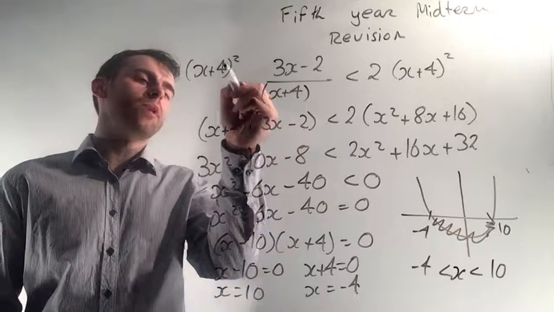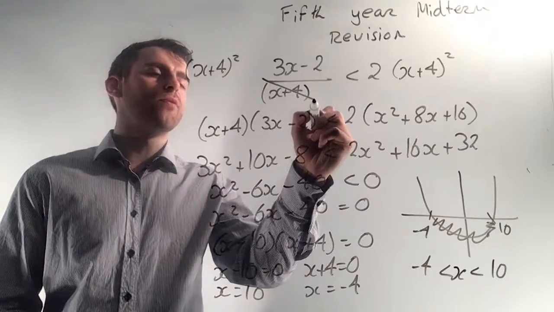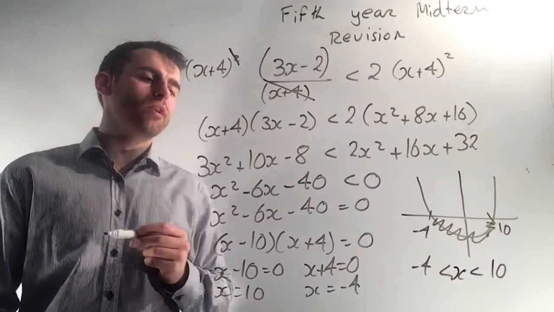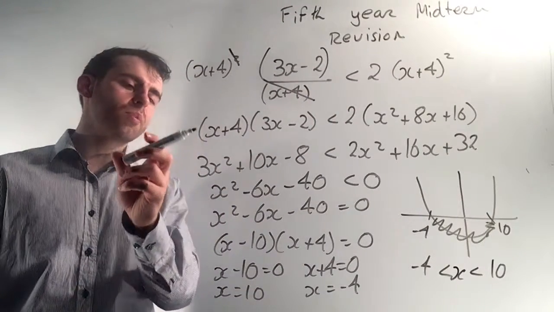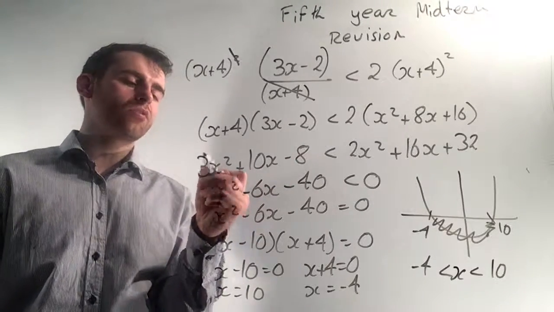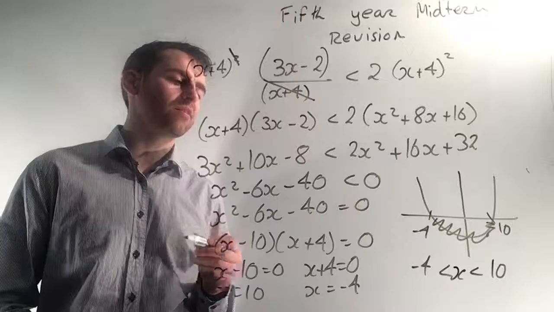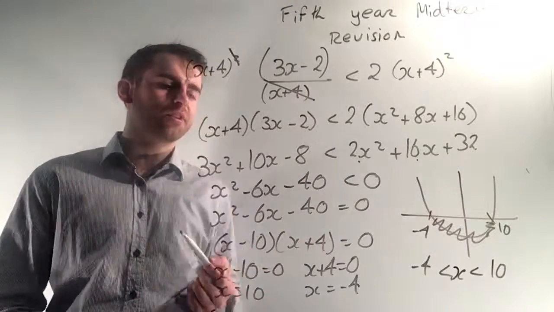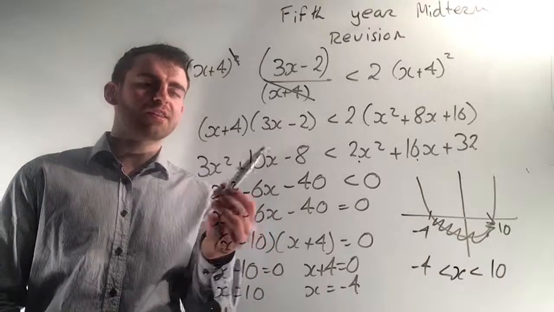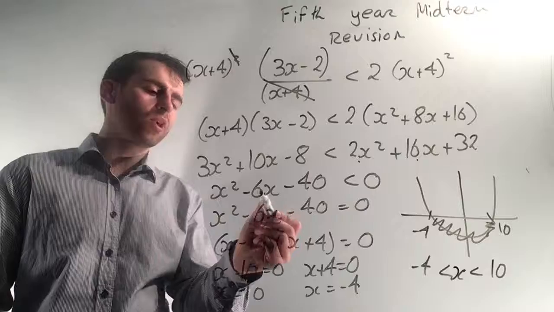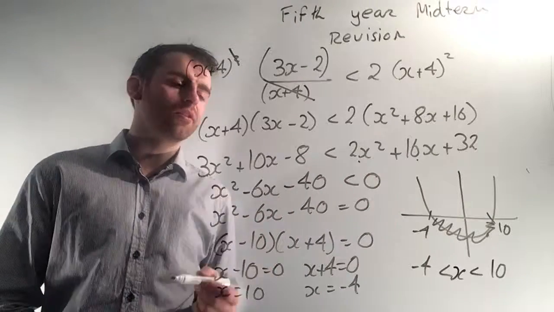If you multiply the left by x plus 4 squared, the x plus 4 on the bottom will cancel with one of these, and you're left with x plus 4 times 3x minus 2. Now, if you multiply that out, I skipped a line, but you can multiply it out as double brackets. You'll get 3x squared plus 10x minus 8. If you multiply out the right-hand side, you'll get 2x squared plus 16x plus 32. Clearly, there's an x squared, an x, and a number, so you bring everything to one side, and you get x squared minus 6x minus 40 is less than 0.